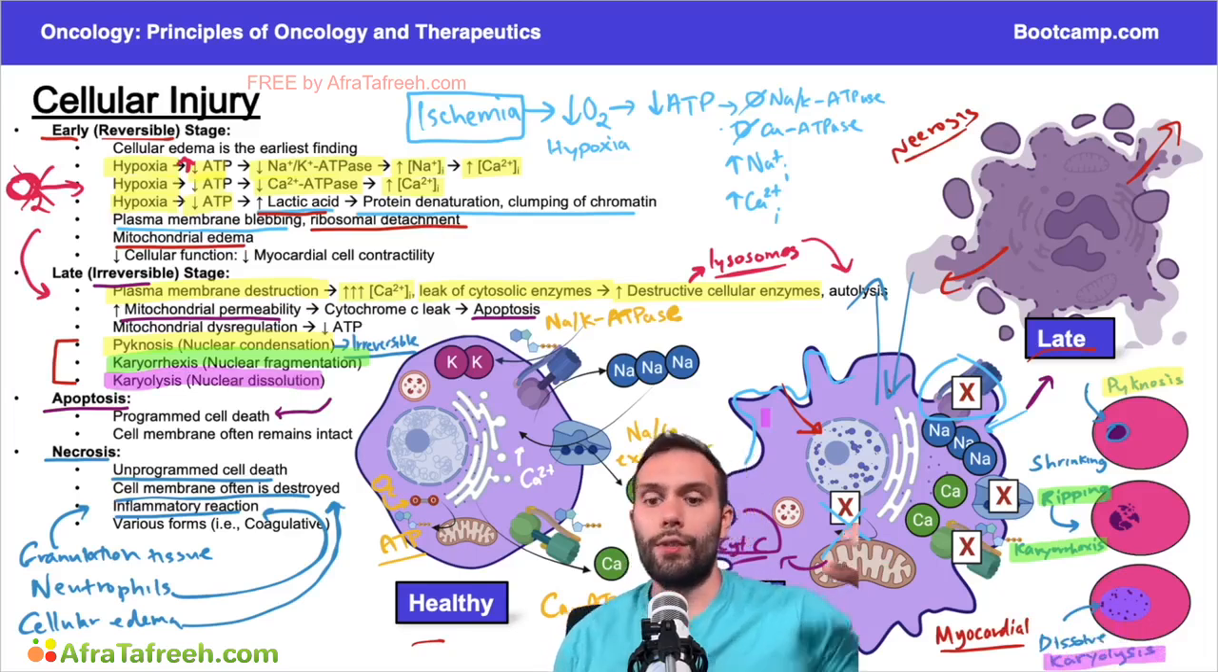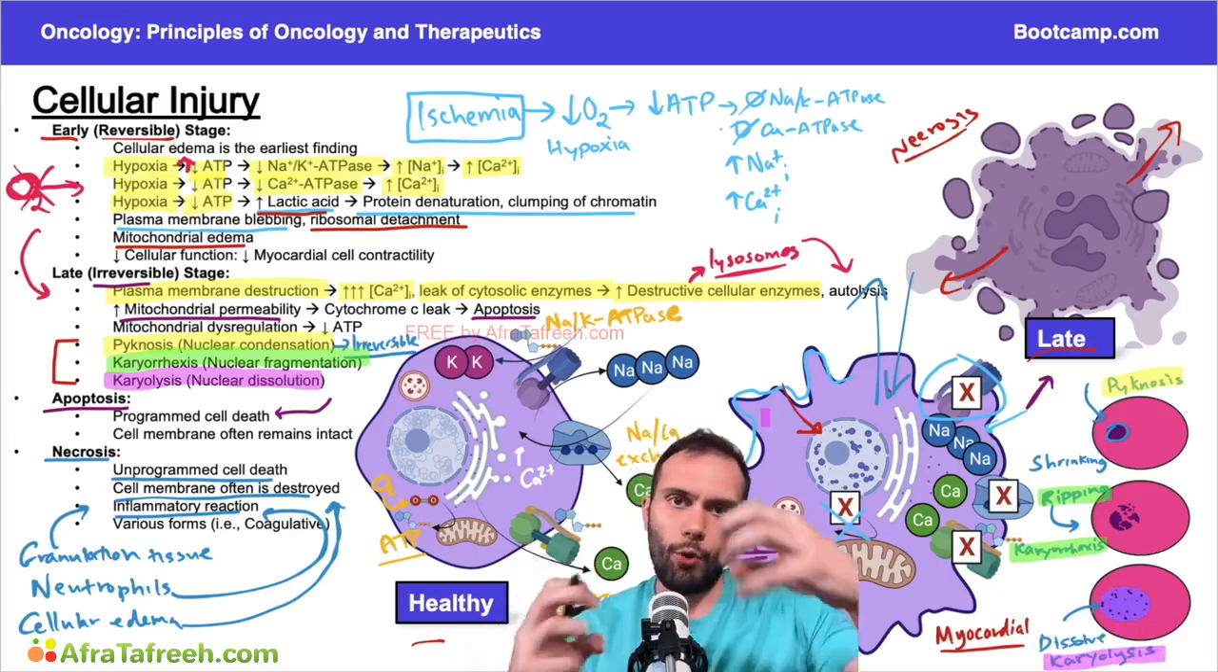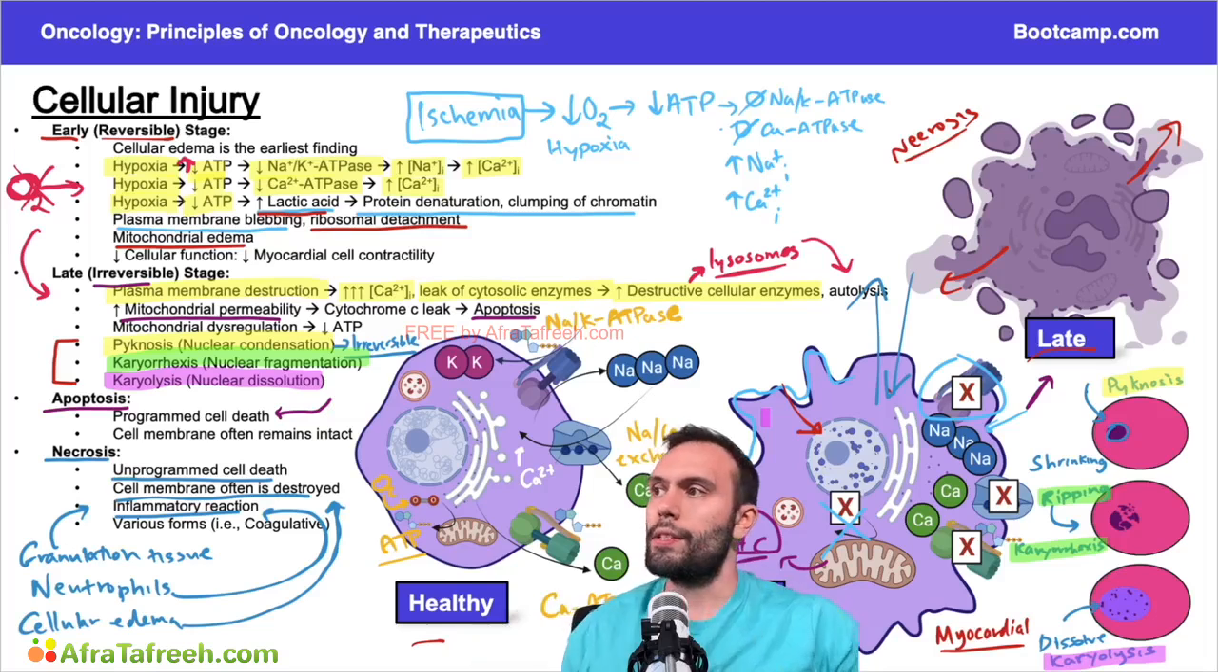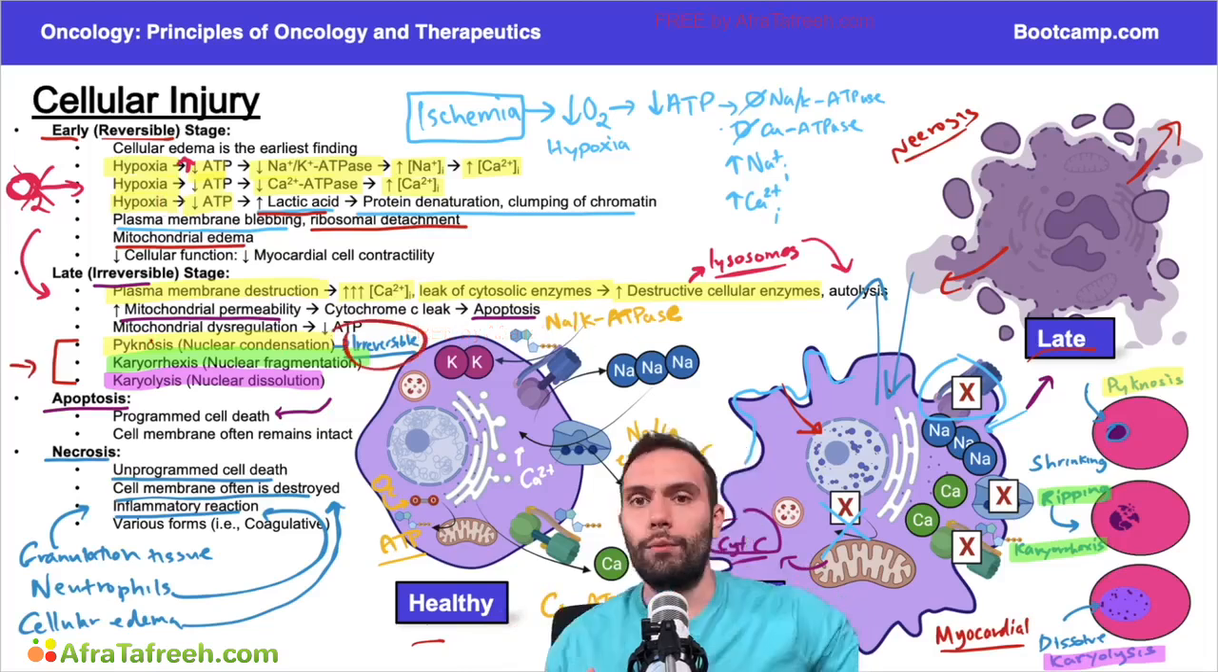So pyknosis, we start to condense, then we see it broken up into pieces, that's karyorrhexis, and then we see the dissolution. Again, all of these happen. When these happen, it's basically telling us that it's irreversible. When we see these findings, we're at a late stage or irreversible stage. And again, you can see this in apoptosis or necrosis.